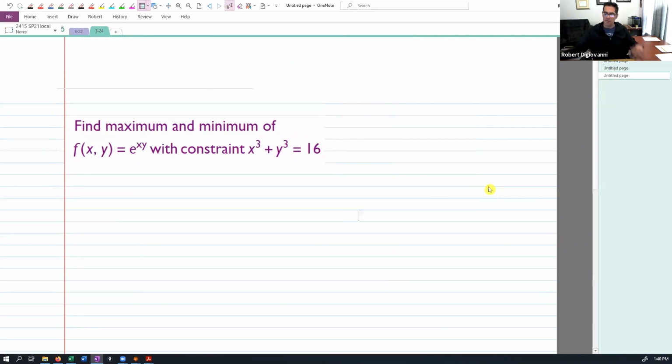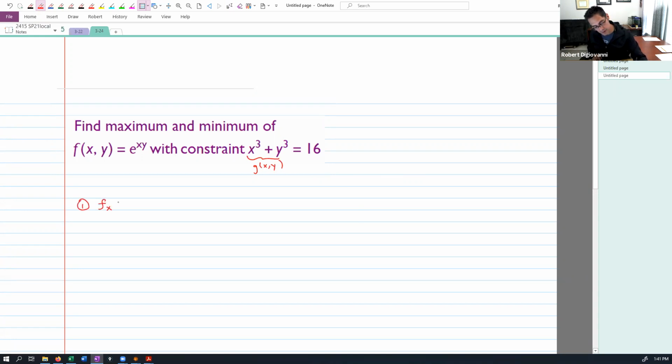All right, same thing. We have a function of two variables, x, y, f of x, y. We have a constraint. This time it's not a circle, is it? But it is a constraint equation. So this is our g of x, y. And so because we have a function of two variables and a constraint equation, I know that there are three things that I have to look at.